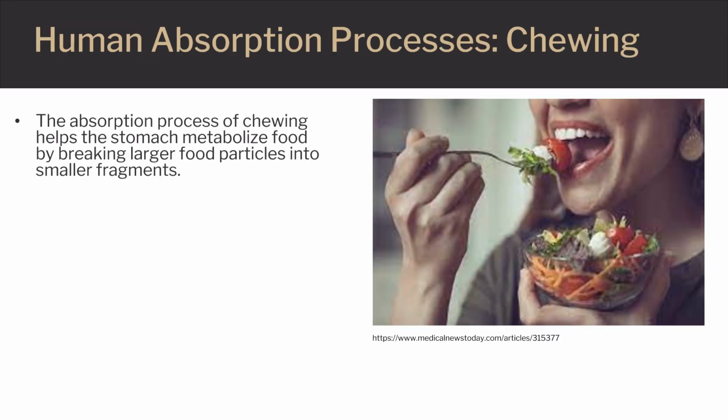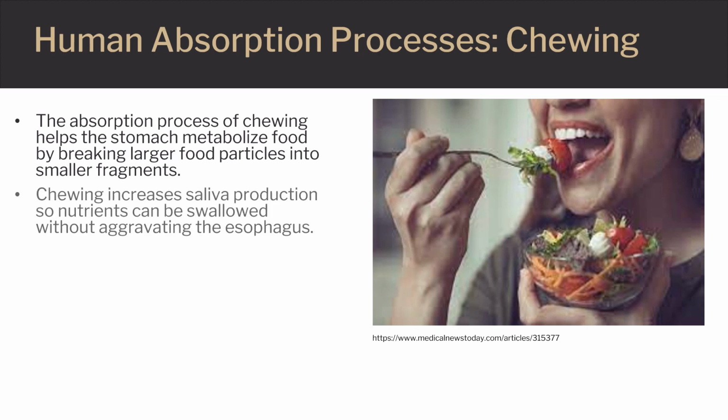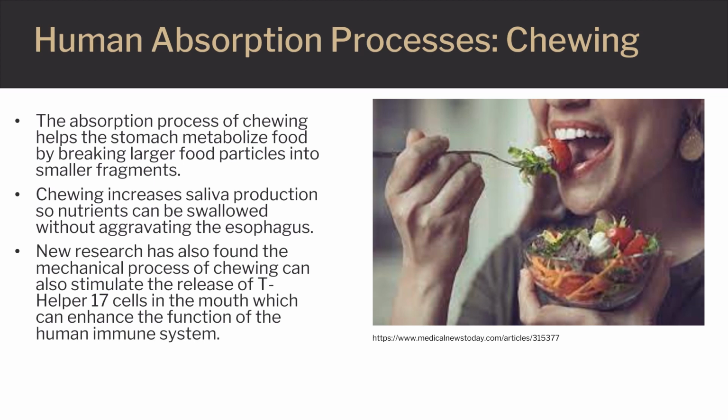The process of chewing helps the stomach metabolize food by breaking larger food particles into smaller fragments. In addition, chewing increases saliva production so nutrients can be swallowed without aggravating the esophageal tract. Finally, new research on chewing has found the mechanical process of chewing can also stimulate the release of T helper 17 cells in the mouth, which can enhance the function of the human immune system.